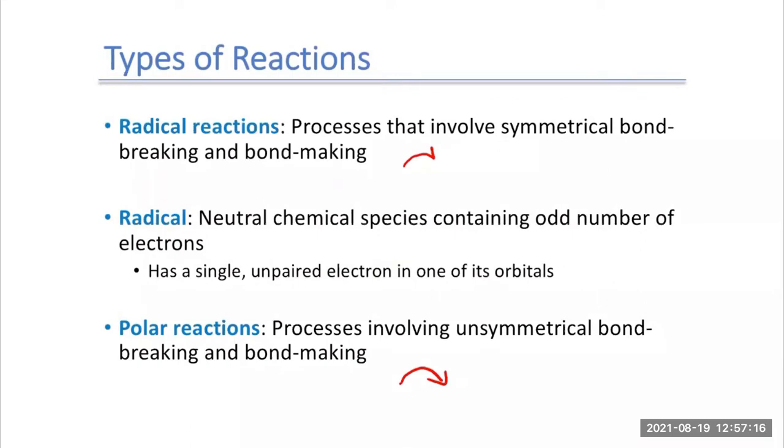And so now we've learned our 4 different categories of reactions. And then we've also learned the 2 different types of mechanisms we go through, radical and polar. And we'll see these 2 types of mechanisms in the next videos.